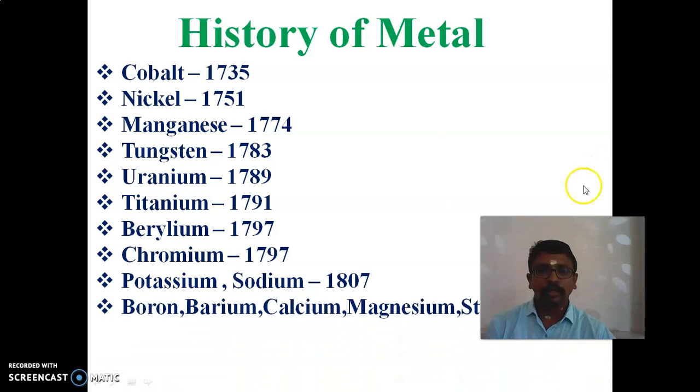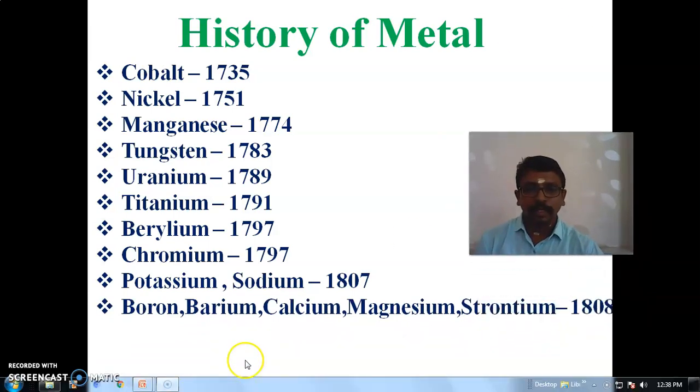And boron, barium, calcium, magnesium, strontium. These metals were introduced in the year 1808. The symbol for boron is B, for barium Ba, for calcium Ca, for magnesium Mg, and for strontium Sr.